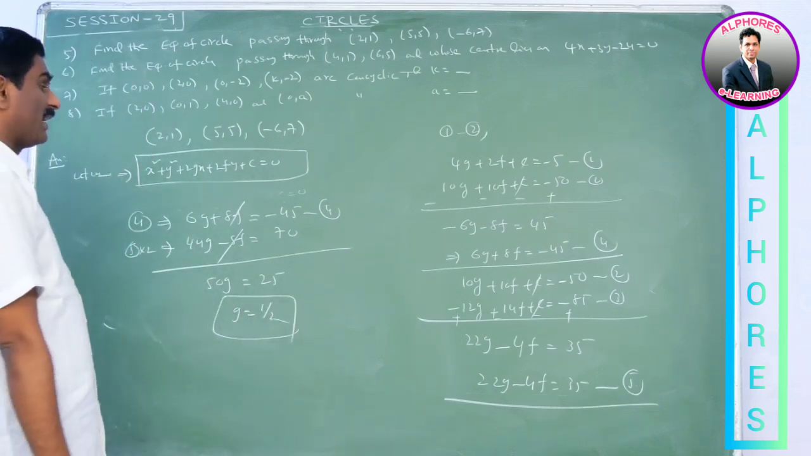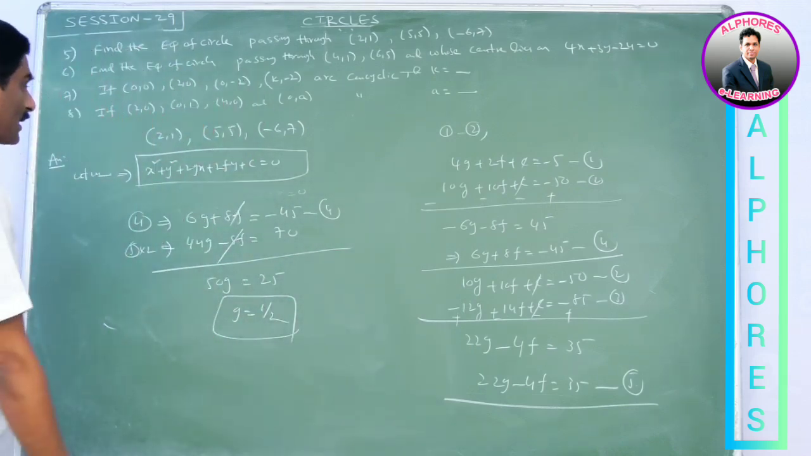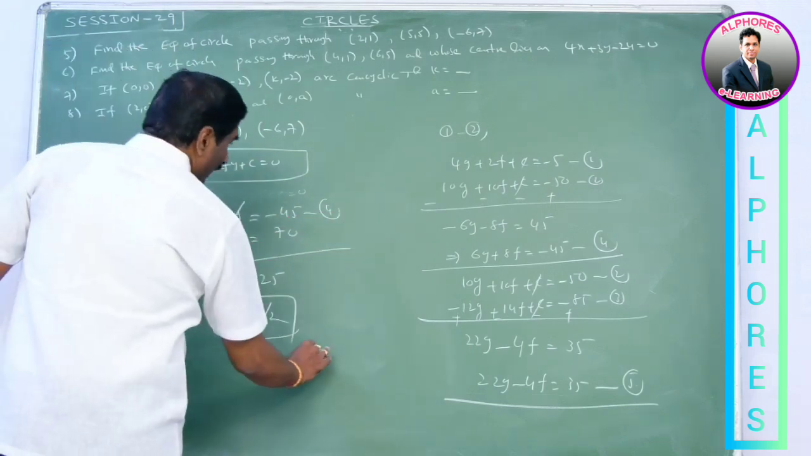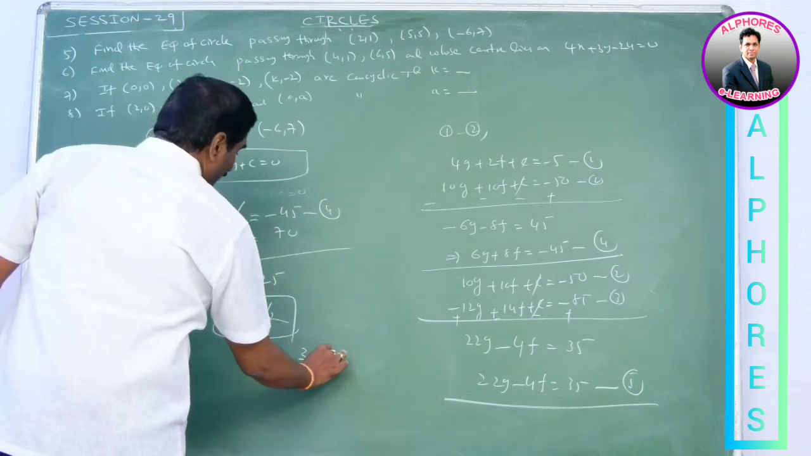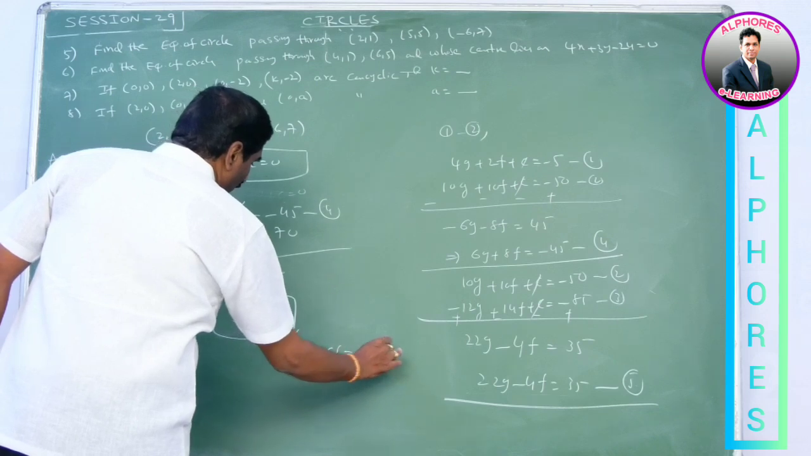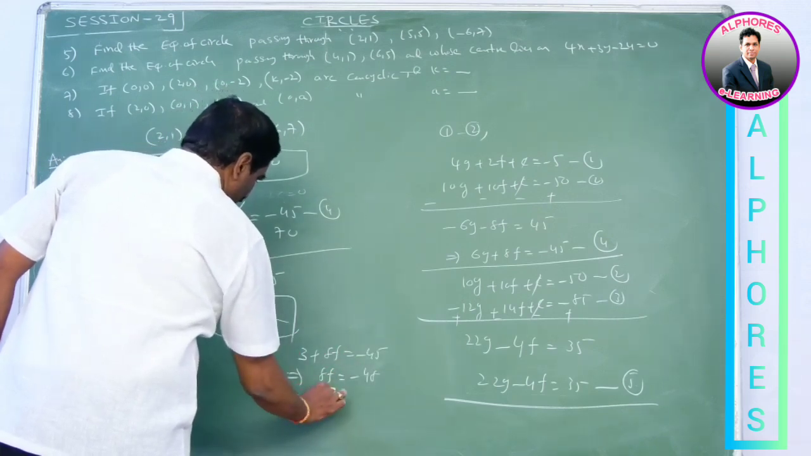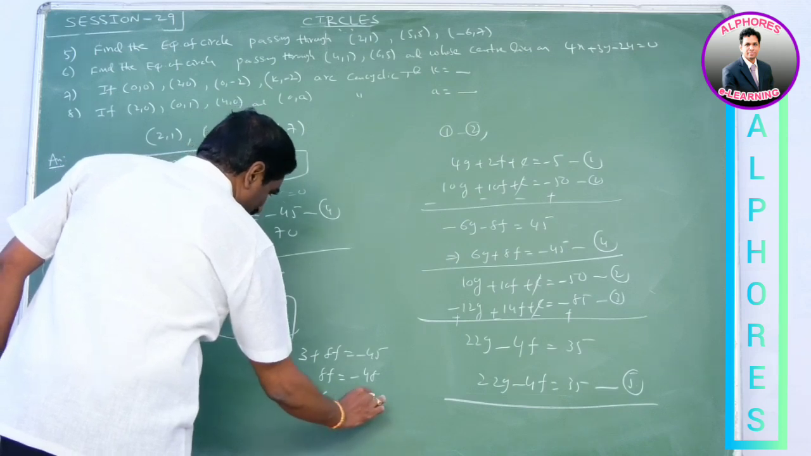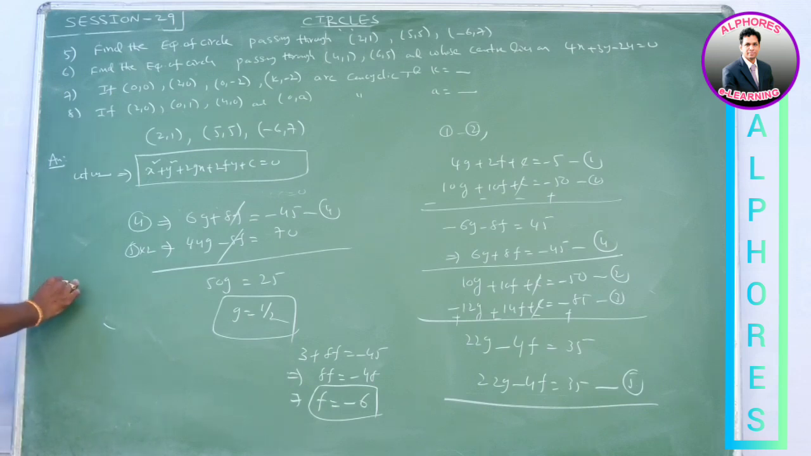Substitute the value of G in equation 4 or 5. Substitute the value of G in 4: 3 plus 8F is equal to minus 45. That means 8F is equal to minus 48. F is equal to minus 6. So the G value is equal to 1 by 2, and F is equal to minus 6.